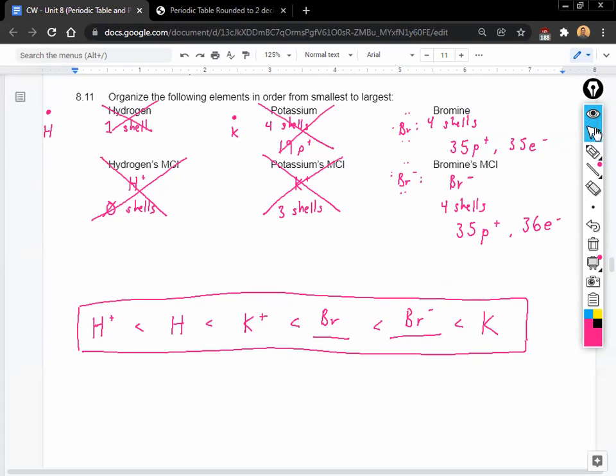Alrighty, guys. So that's going to be it for today. Yeah, what's up? More electrons makes it bigger because the electrons push each other away. Good job. Great work. This is a tough problem.